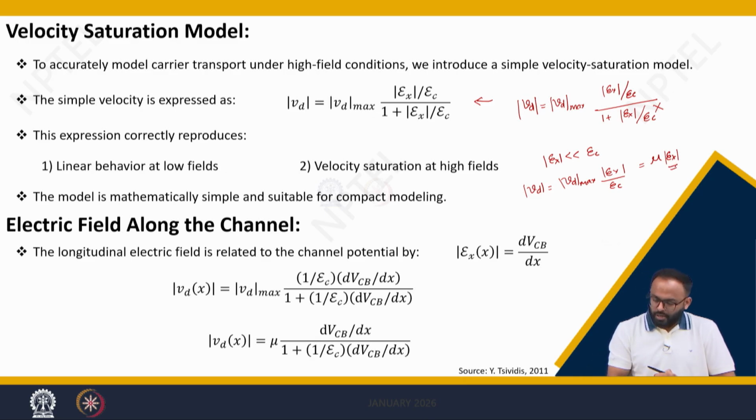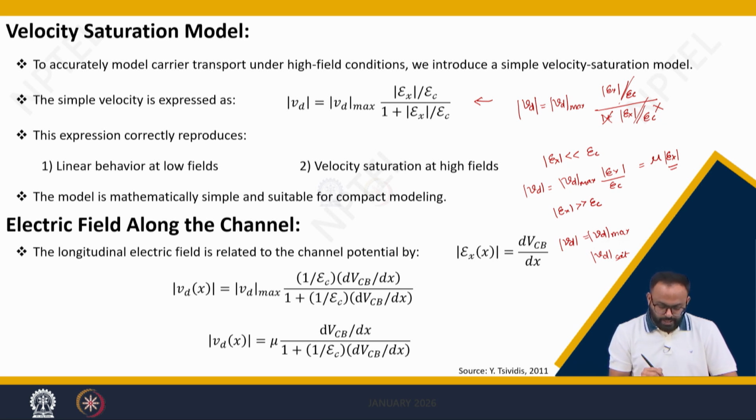Now, what will happen if Ex is greater than Ec? At a very high electric field, above the critical field, this term can be ignored and this will get cancelled. Ultimately you will end up with Vd equals Vd max, or Vd equals Vd sat. So the drift velocity will get saturated.